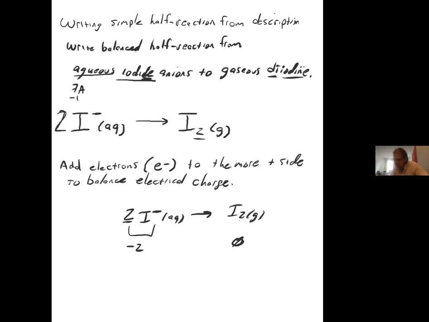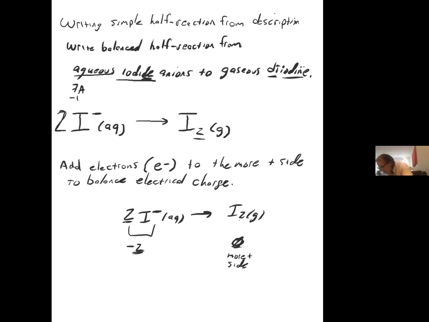Okay, that means that they're unbalanced. They may be balanced in terms of atoms, but they're not balanced in terms of charge. The charge of the reactant side has to equal the charge of the product side. We can't create charge. So here's what we do. We add electrons to the more positive side. Why is this more positive? 0 is more positive than -2.